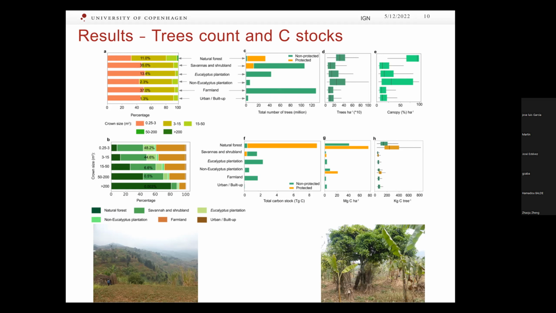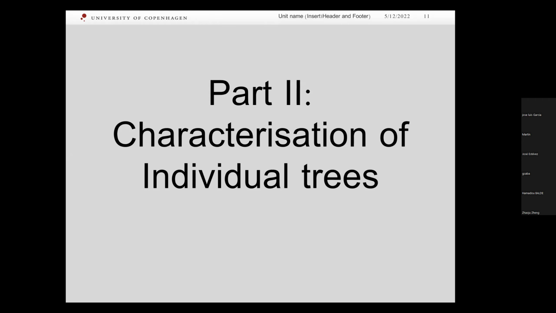And this is just an example of a few images we took during the fieldwork, in some of the plantations on the bottom left, and then on the right, one of the mango trees. It's a planted fruit tree. So yeah, this is about how we mapped the trees and how we counted them. The next part, we'll be talking about how we want to characterize these trees.